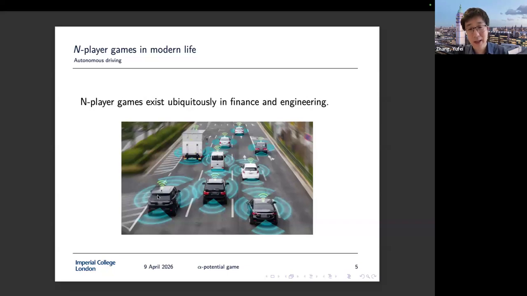This also applies in engineering, particularly automated driving. You can think about there being n cars. Each car wants to go to its own preferred target, as quickly as possible, but they are driving on the same road. When deciding which direction to drive, they also need to ensure safety, which means staying away from the other cars. So there is a competition between different cars: they are competing for the space, and they want to go to their preferred target as quickly as possible.